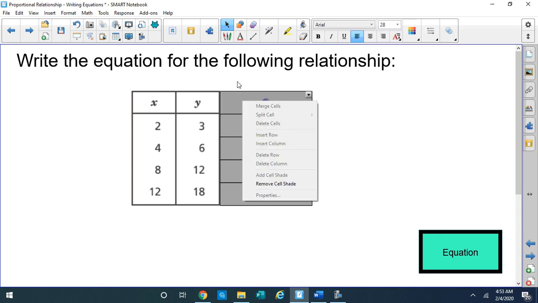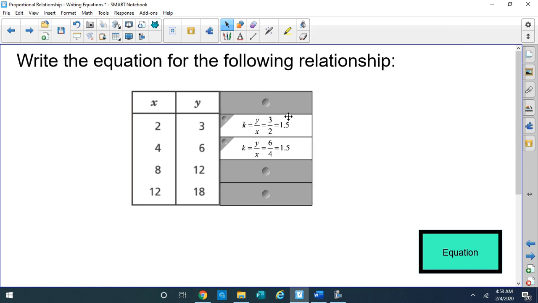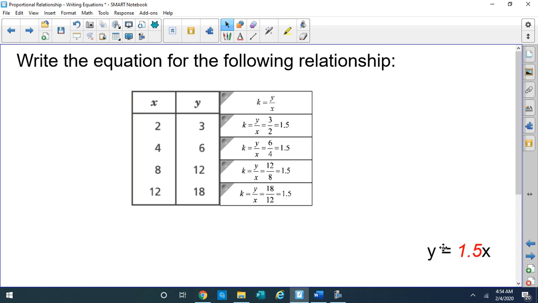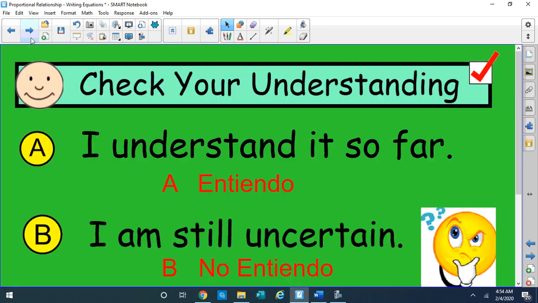So let's take a look at what we got here. y is equal to kx, 3 over 2, 6 over 4, and this so far gives us 1.5. So I assume these other values give us 1.5, 1.5. So all we have to do is replace the k value with 1.5. Remember, it's being multiplied by the letter x. So we'll have our equation y is equal to 1.5 times the letter x, or if you want to use 3/2 times x as well. Good job. Hope you understand what's going on. If you're not sure, watch the video, write down your questions, and bring them in.